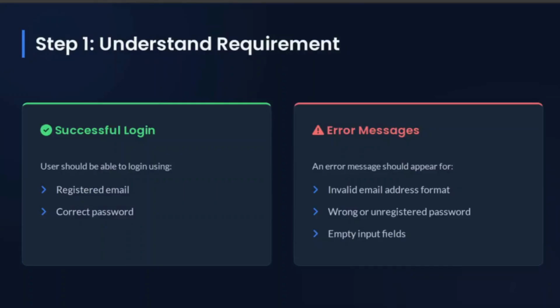Next is understanding the requirement. Before writing any test cases, the tester should understand what functionality is expected, what validations are required, and what errors should appear. For example, a successful login should happen when the user enters the registered email and the correct password, and an error message should appear when the email format is invalid, the password is incorrect, or the input field is empty. Understanding the requirement is the first and most important step in test case writing.